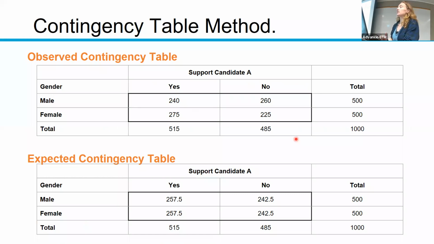So just so you can see, these are the observed that we got, and these are the expected. That test statistic, for example, would be comparing this 240 and this 257.5, observed and expected. And it would be comparing for each pair of observed and expected. You would get 4 values and then add them up to get that chi-squared statistic.